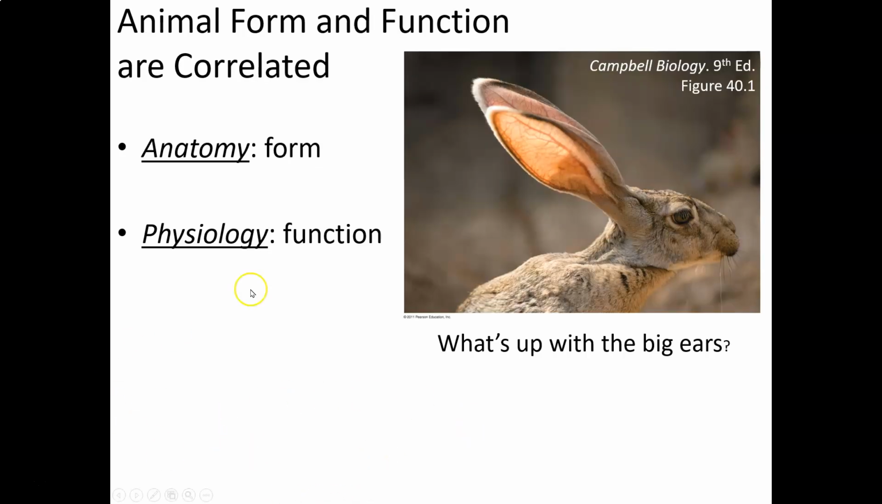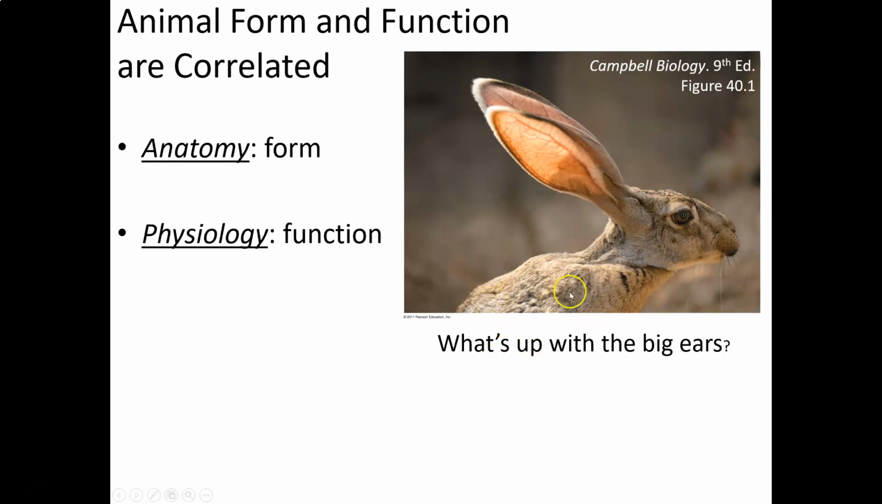So animal form and function are highly correlated. Anatomy, again, is the form, the structure, and physiology is the function. So let's look at a little bit of the structure and how it dictates function. This organism is a jackrabbit, and you can tell that by these big, huge ears. I like this picture a lot for a number of reasons. But what's up with the big ears?